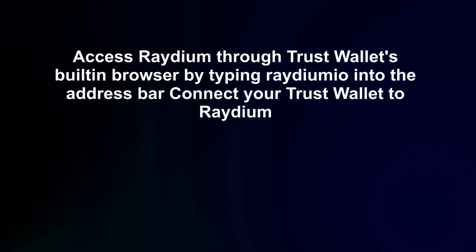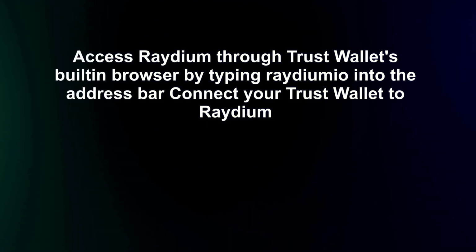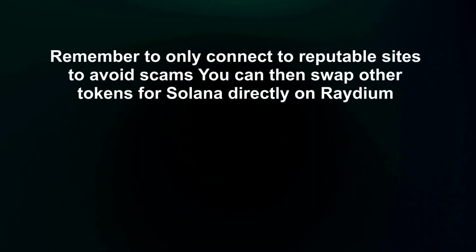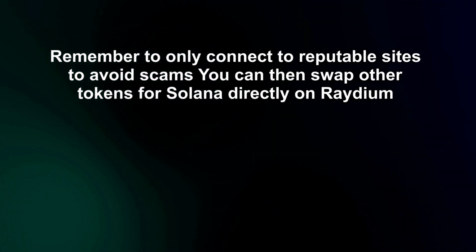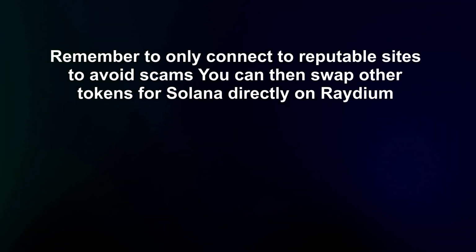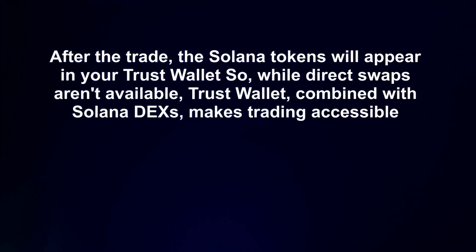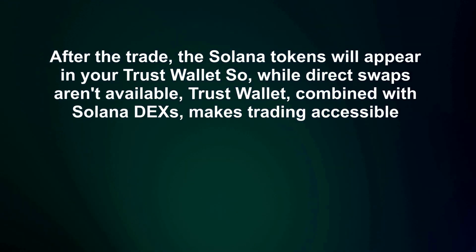Access Raydium through Trust Wallet's built-in browser by typing Raydium into the address bar. Connect your Trust Wallet to Raydium. Remember to only connect to reputable sites to avoid scams. You can then swap other tokens for Solana directly on Raydium. After the trade, the Solana tokens will appear in your Trust Wallet.